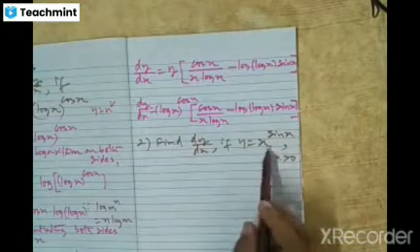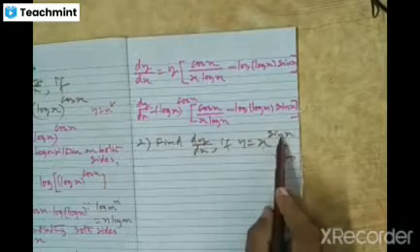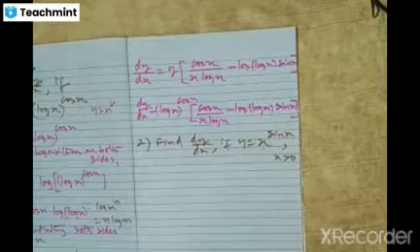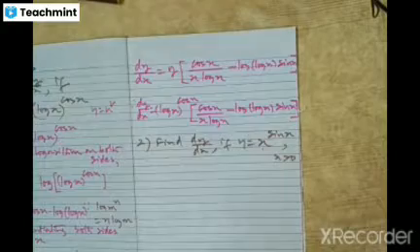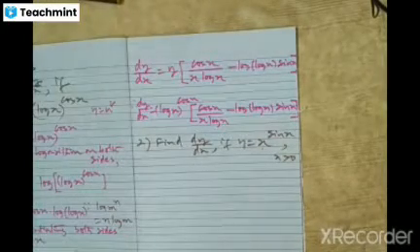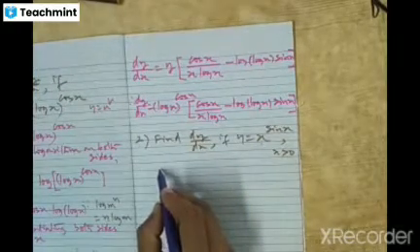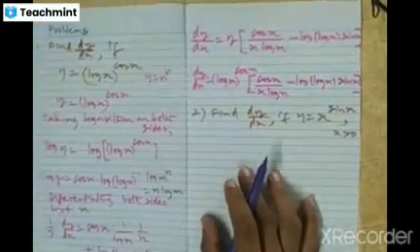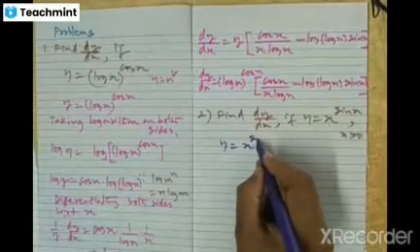Clearly, the given function is of the form y is equal to u power v. In place of u, we have x. In place of v, we have sin x. Both are functions of x. So, we have to use logarithmic differentiation to find the derivative of the given function. Correct. So, first write the given function, y is equal to x power sin x.